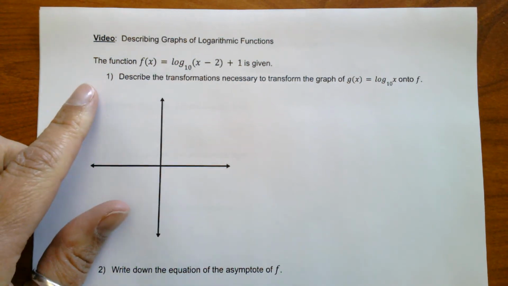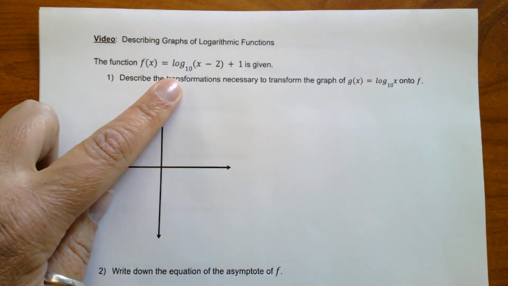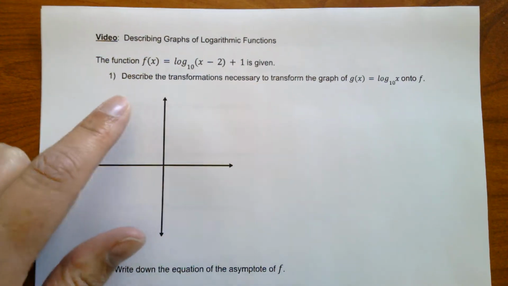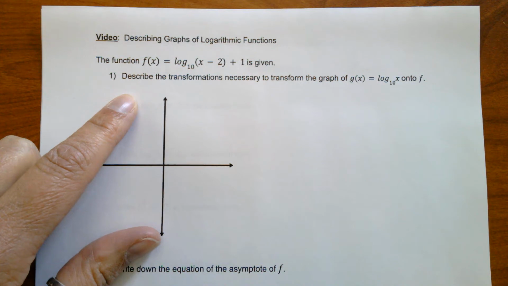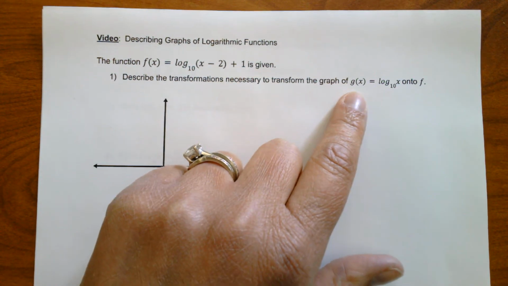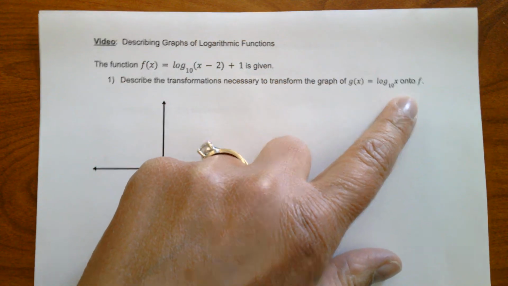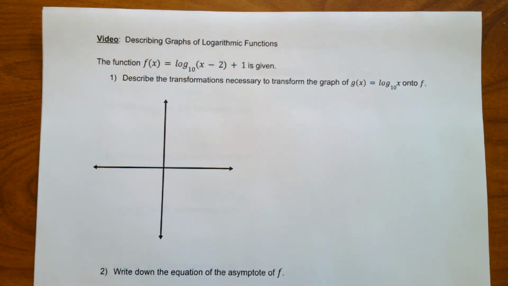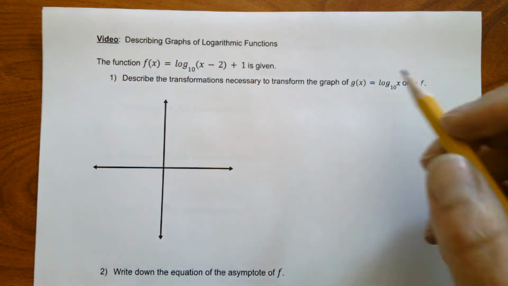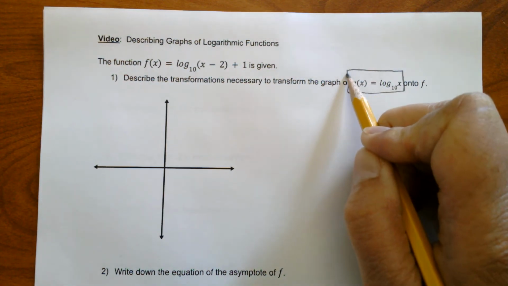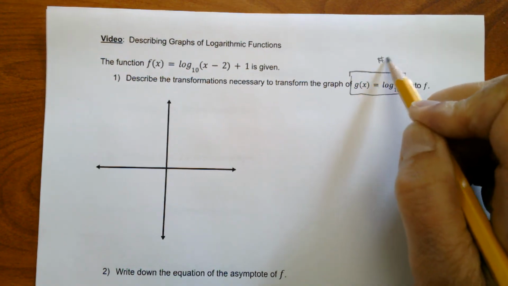Our example, the function f of x equals log base 10 of x minus 2 plus 1 is given. Describe the transformations necessary to transform the graph of g of x equals log base 10 of x onto f. Let's break this down a little bit. First, let's go to the parent function here, log base 10 of x. Let's graph that one first.